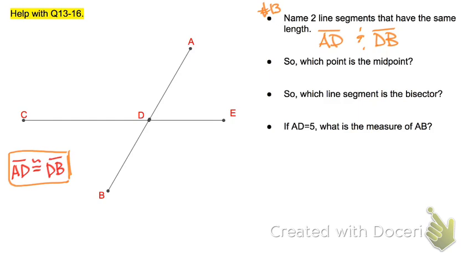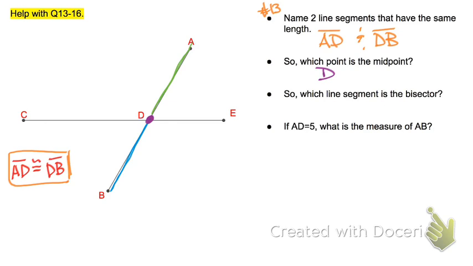A midpoint is the middle of a line segment. If you have a line segment and there's a midpoint, it's cut in the middle, and that divides it into 2 equal pieces. So if AD and DB are the same length, then this point right here must be the midpoint. It's the middle. So it would be point D.